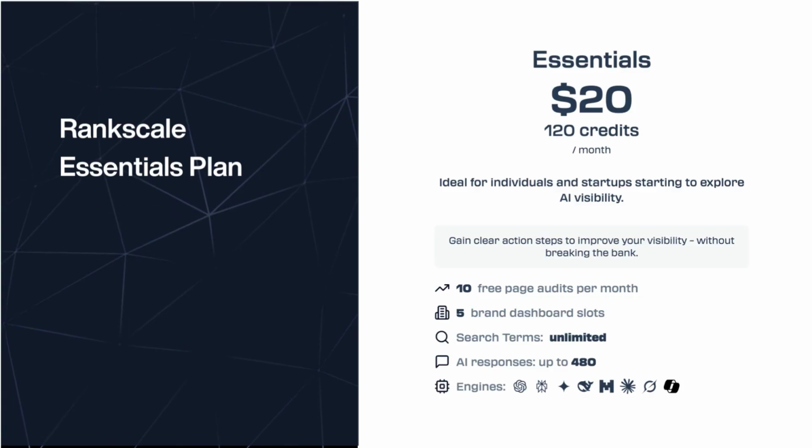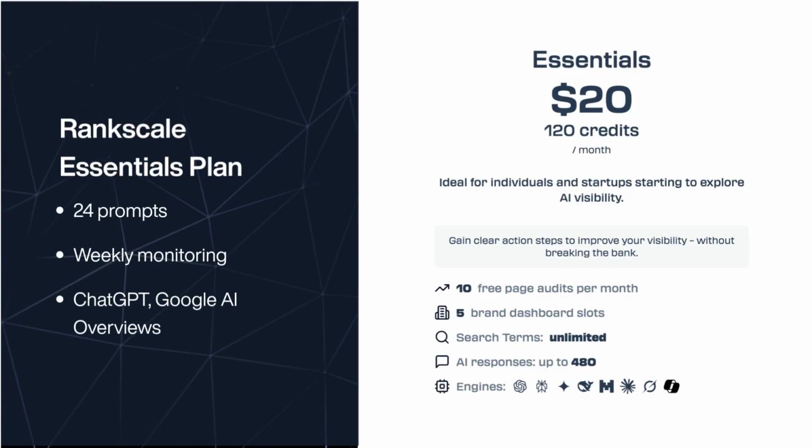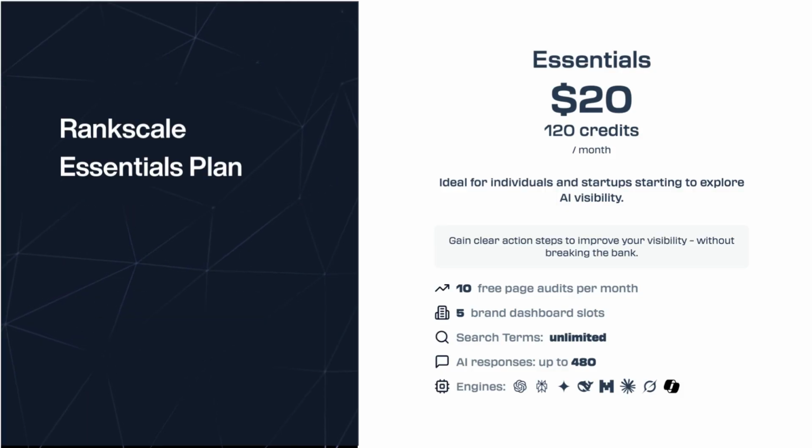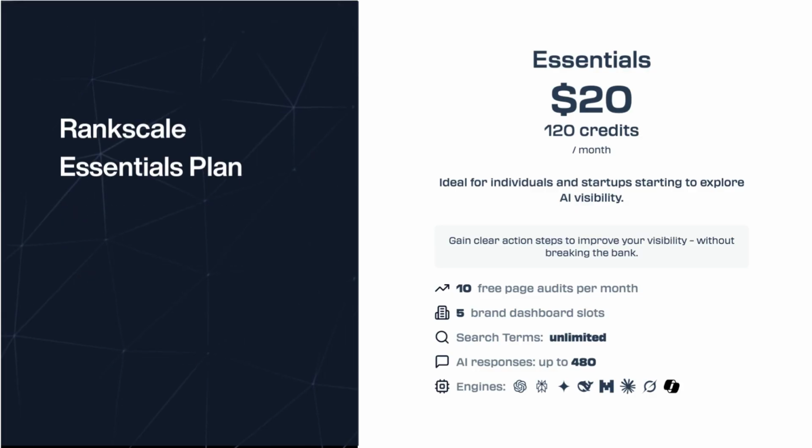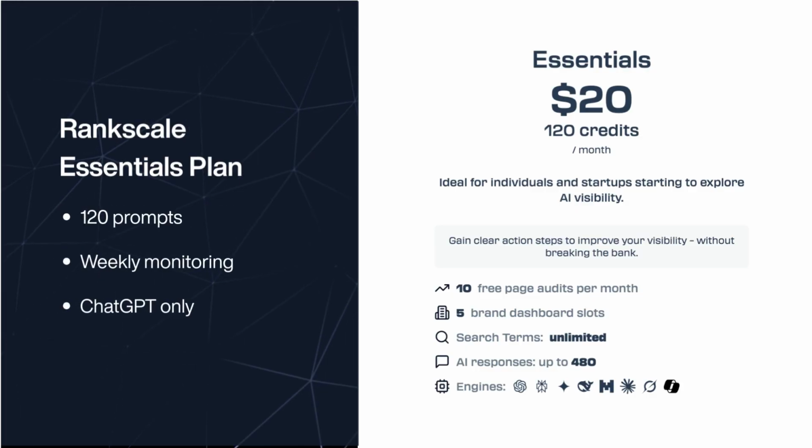Let's say I only want to monitor across ChatGPT and Google AI Overviews. That will cost only 5 credits per month with weekly monitoring, which would let me monitor 24 prompts before needing to upgrade. The pricing page shows that you can get up to 480 responses, which is true if you're tracking across models that cost only a quarter credit each. Since ChatGPT only costs a quarter, you can go ahead and track about 120 prompts every week before running out of credits.